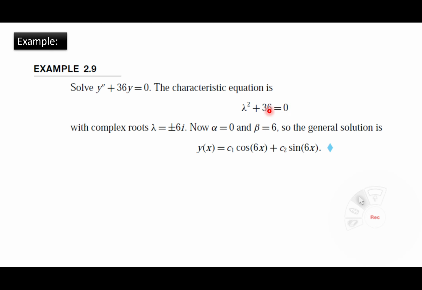With complex roots, if you solve it, and please solve it by yourself, you will find that the complex roots of this equation are 0 plus or minus 6 iota. So alpha is 0 and beta is 6. So the general solution is y of x equals c1 times e to the alpha x. So it is going to be 1 here. This is the equation, let me use this one.